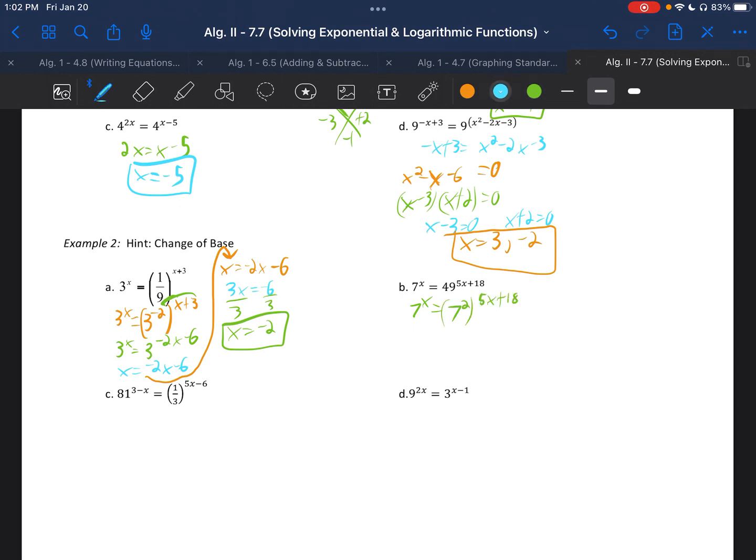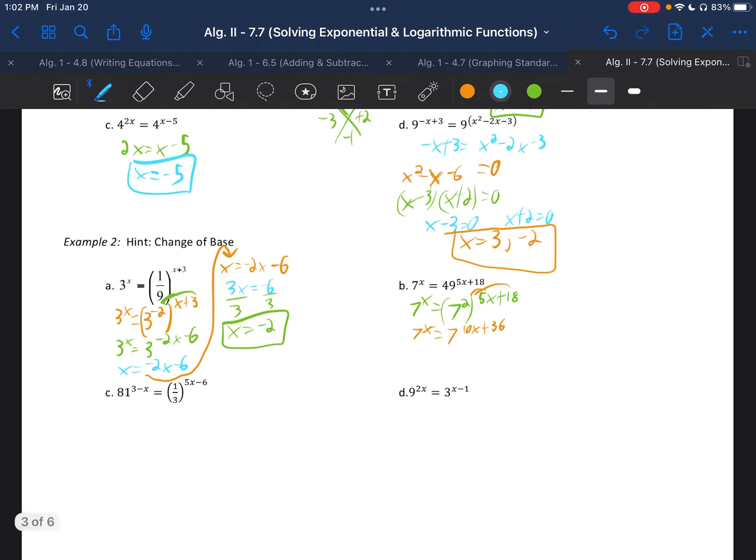And so now we have a power to a power, so we multiply those with each other. So you do 7 to the power of x is equal to 7 to the power of 10x plus 36. So now since the bases are the same, we can set those exponents equal to each other and get x equals 10x plus 36. I'm going to subtract 10x from each side and get -9x equals 36. Move it up here and divide by -9 to get x equals -4.